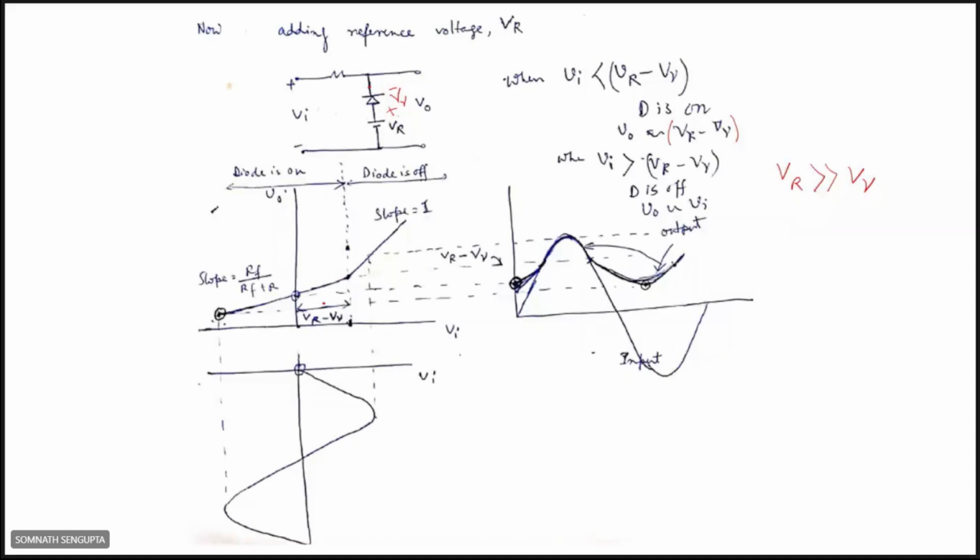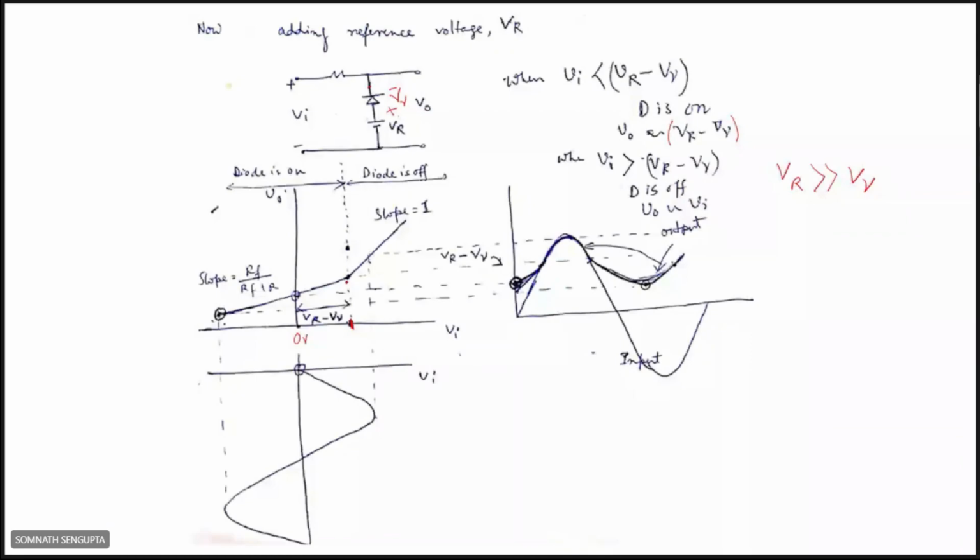Now you see the transfer characteristics here. It is the opposite way, where this point is VR minus V gamma. Okay, the input voltage increases from 0 volt to any value. But at a certain point, when the input voltage is less than VR minus V gamma, that time the diode is conducting.